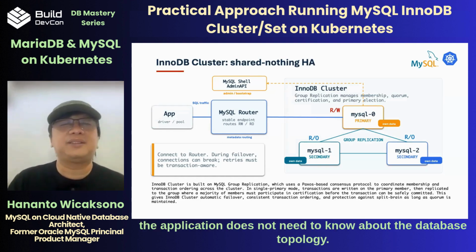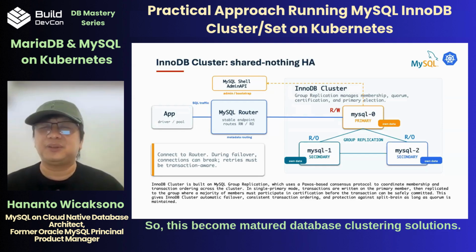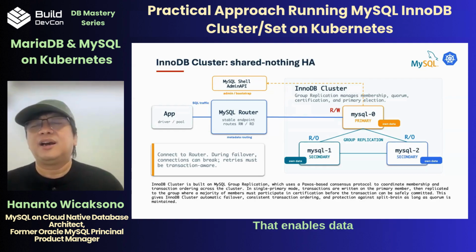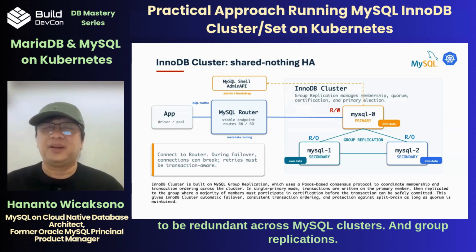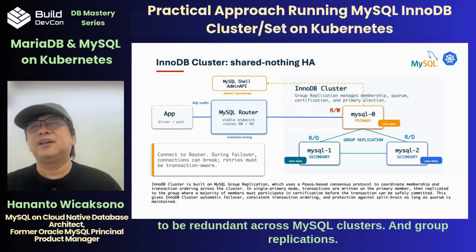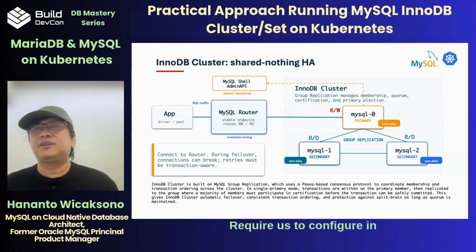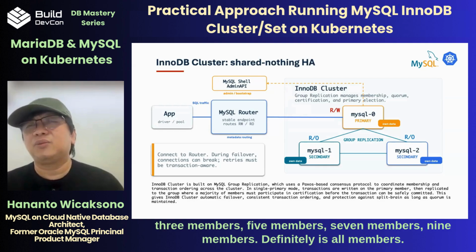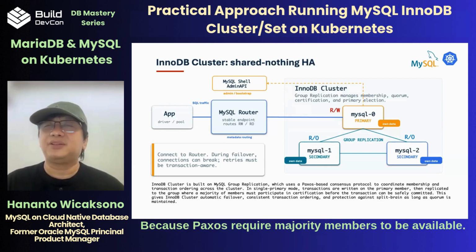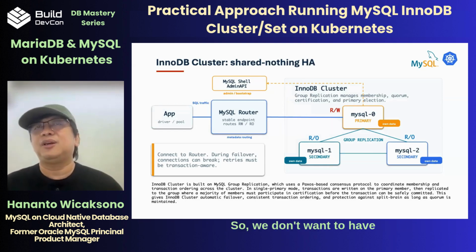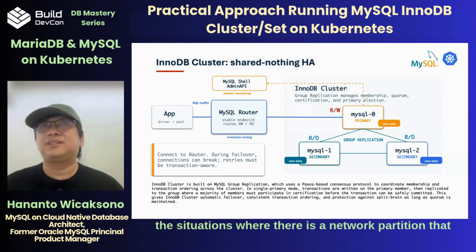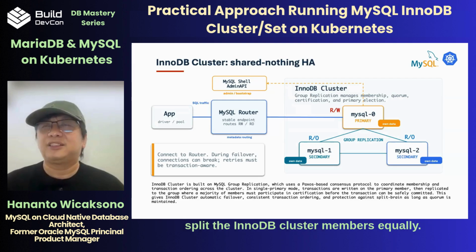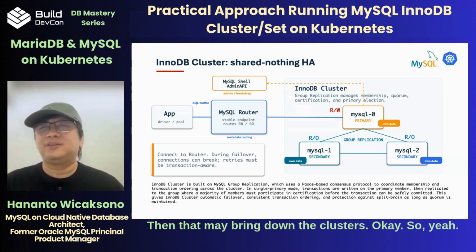By doing so, the application does not need to know about the database topology. So this becomes a matured database clustering solution that enables data to be redundant across MySQL clusters. And group replication requires us to configure 3 members, 5 members, 7 members, 9 members. Definitely an odd number of members, because Paxos requires a majority of members to be available. So we don't want situations where a network partition splits the InnoDB cluster members equally, because that may bring down the clusters.